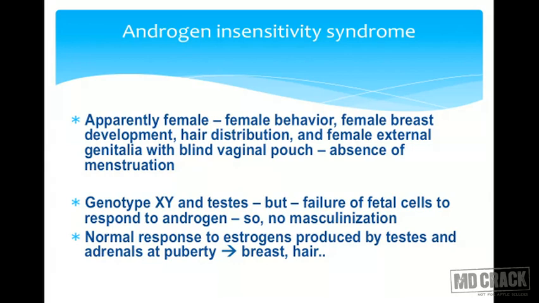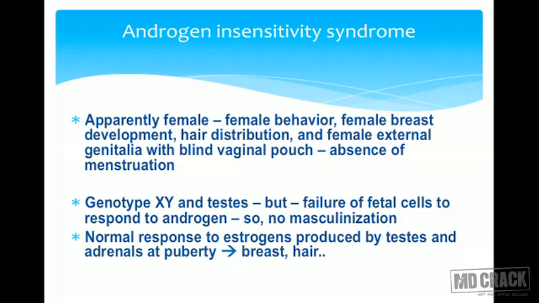She has female behavior. When you go for examination, there is female breast development and female hair distribution, and there is female external genitalia, but with a blind vaginal pouch. And because there is a blind vaginal pouch, she reports absence of menstruation. What is this patient? She has genotype XY.